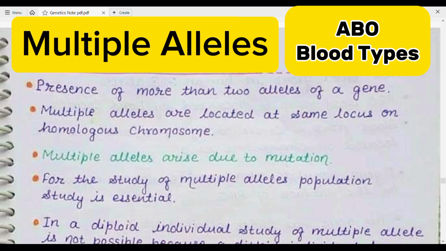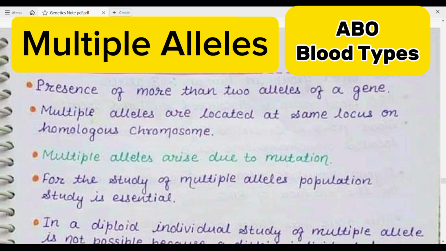Alleles existing in more than two different forms are known as multiple alleles. Or we can also define it: three or more than three alleles are called multiple alleles. Or we can say that the presence of more than two alleles of a gene is known as multiple alleles. Multiple alleles are located at the same locus on homologous chromosomes.